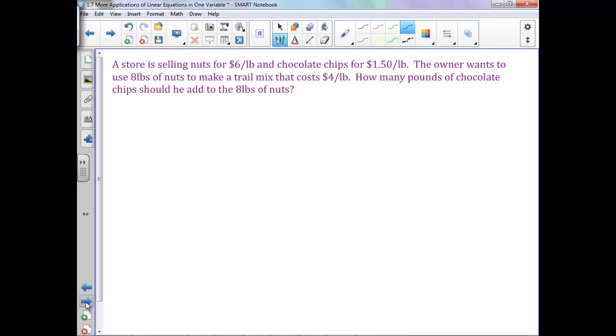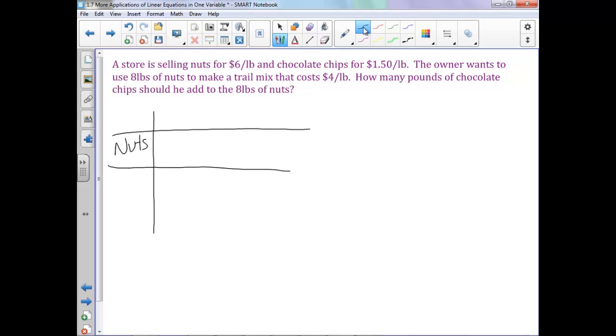Next up, we've got our mixture problems. We have a store selling different things. They're mixing them together. Start the same way with our table. Option 1 that we're selling is our nuts. Option 2 that we're selling is the chocolate chips. The only thing different here is now we also need a line for our total mixture.